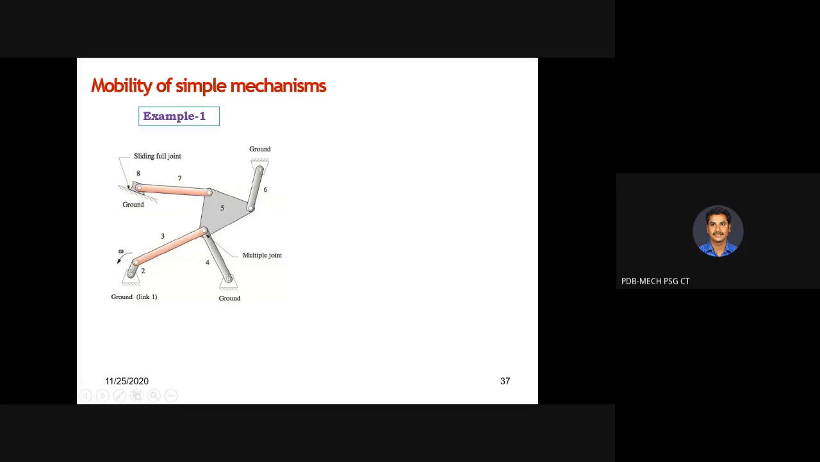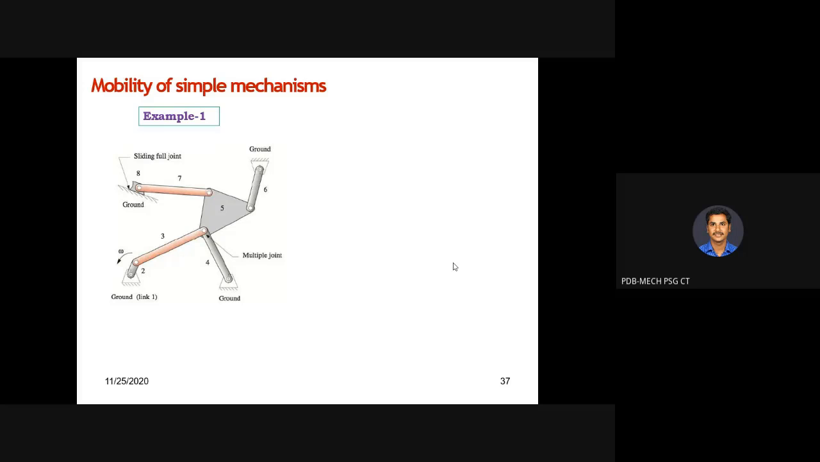We discussed the basics of degrees of freedom. I hope you understood the meaning of degrees of freedom and how to find the degrees of freedom or mobility for different mechanisms. A few examples were discussed in the previous class. Now I will discuss a few more examples related to the mobility of simple mechanisms.